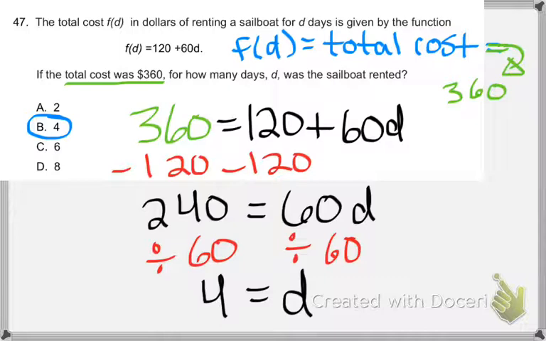Now that actually kind of makes sense, because if you look at your function, think of this as like y equals mx plus b. Well, this would be b, and this would be m and x. So that tells you the slope is 60, meaning the rate of change. And so if it's being multiplied by the number of days, that must represent the cost per day. And 120 must be like a flat rate, one-time cost, whether it be a cleaning fee or whatever. Maybe it's an insurance fee. So this equation kind of follows how the situation would work. Alright, that's number 47.